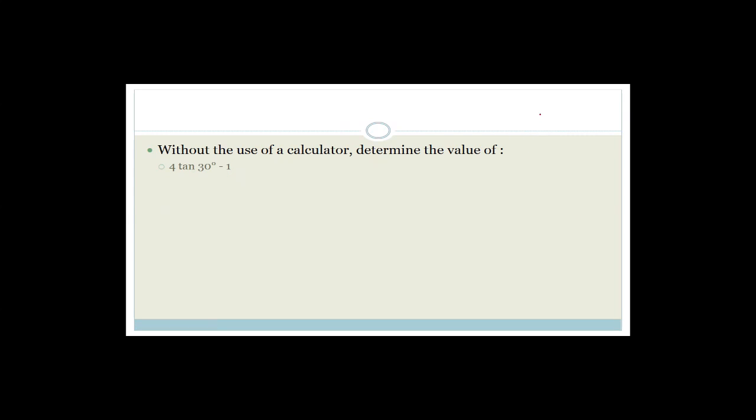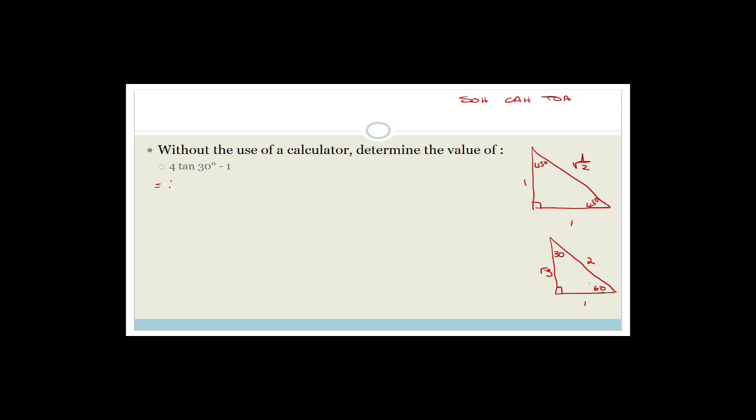Again, without the use of a calculator, so I'm going to write SOH CAH TOA, and I'm going to do my two triangles. I know there are no marks here for neatness. Obviously, you want to be able to read it, and ideally, you'd like your teacher to be able to read it so that they can see where you get your numbers from. So that's 30, 60, 2, 1, root 3. Right, so this time we've got 4 tan 30 minus 1.